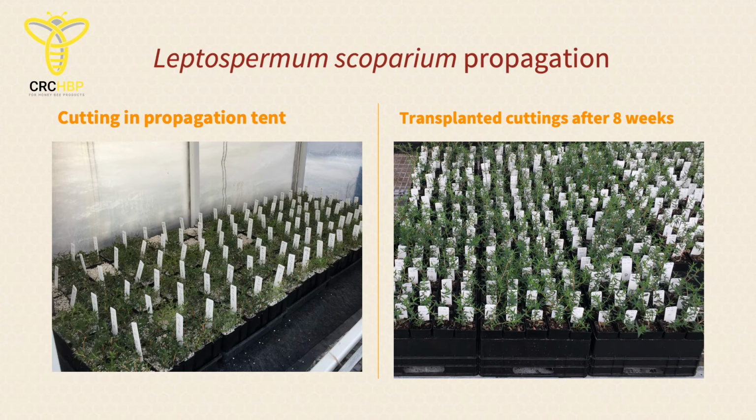After approximately 6 to 8 weeks, the survival rate of transplanted rooted cuttings was about 85%. In another way to look at it, for every 100 cuttings that I planted, approximately 65 to 70 plants were produced.